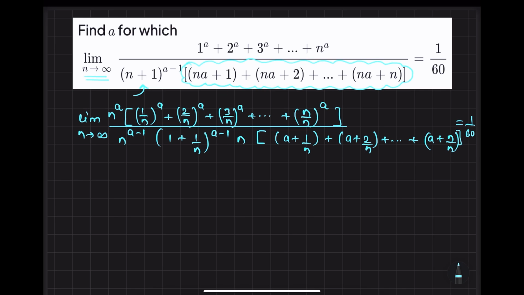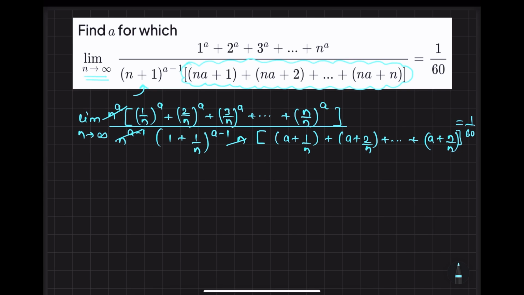So if you observe, the base is the same, n and n, so the powers will be added. The base power of this thing is 1, so both things will get clubbed, and we will be left with n power a in the numerator and denominator both. Okay, so we have this situation.